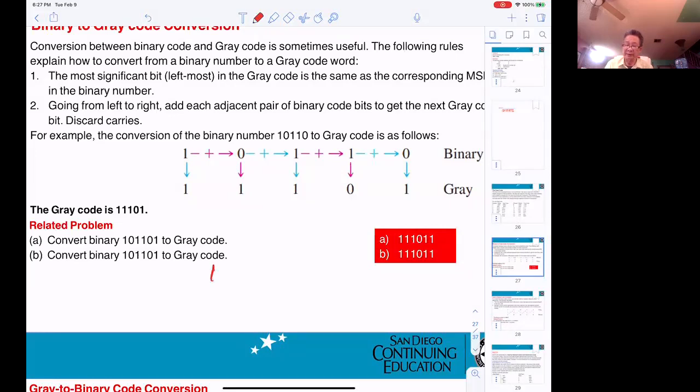Okay, 1, 0, 1, 1, 0, 1. That's the binary. Now the gray code. Put a 1 down here first. Then 1 adding to 0, 1. 0 adding 1, 1. 1 adding 1, 0, no carry. 1 adding 0, 1. 0 adding 1, 1. That's very easy, right?